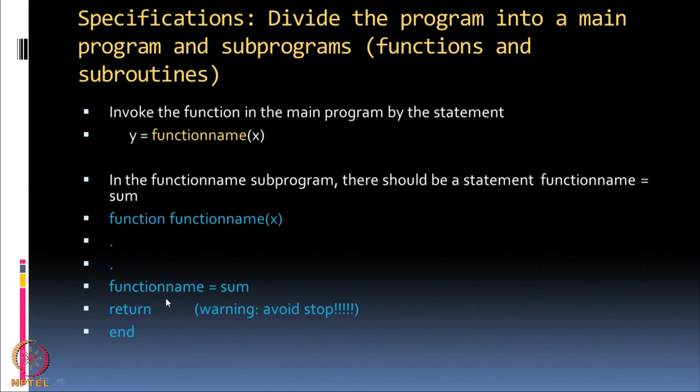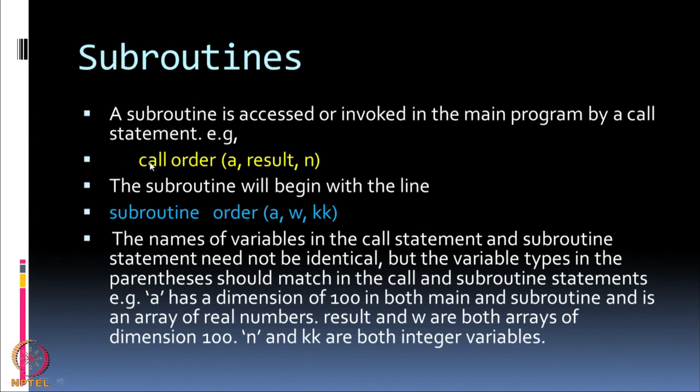But many times, suppose you want to invert a matrix, the result of your operation is the entire inverse matrix. The inverse matrix will be n by n. So, you cannot use a function for large number of data. So, therefore, what you use is called a subroutine. Okay. So, what is a subroutine now?